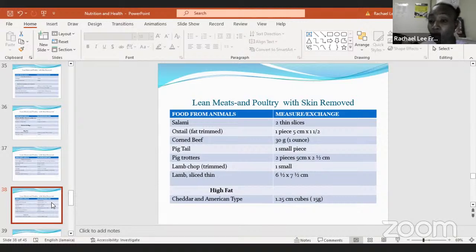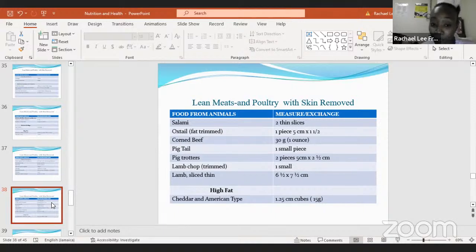For your oxtail, 1 piece. Oxtail is very, very, very high in calories. So 1 piece. Pigtail, 1 small piece. So for those of us who like the plate filled with the pigtail, it's not safe. The pig trotters, 2 small pieces. The lamb chop, 1 small piece. And if you have the thinly sliced lamb, then it says 6.5 by 7.5.